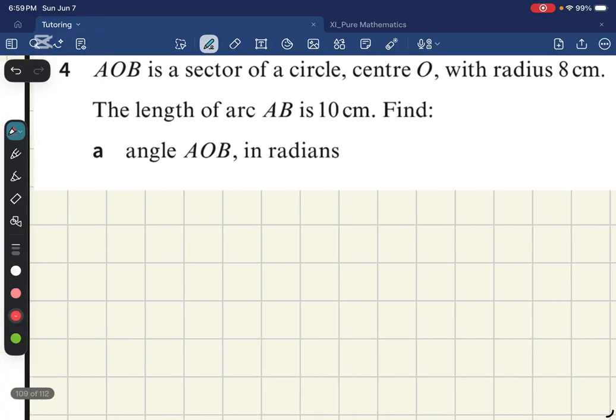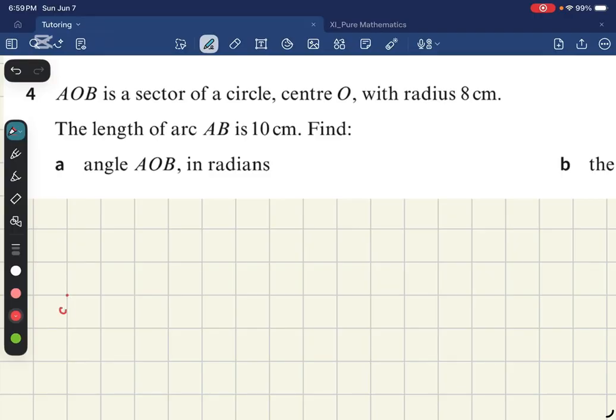So let's draw question 4. AOB is a sector. So O, I like to keep it as my center. So I'm going to draw it like this. AOB is my sector. Our circle with center O has radius 8 centimeters. So I'll call this 8 centimeters, and this 8 centimeters, right? Both of them are the radii. The length of the arc AB, this part, is 10 centimeters. So find AOB, which is this angle theta, in radians.